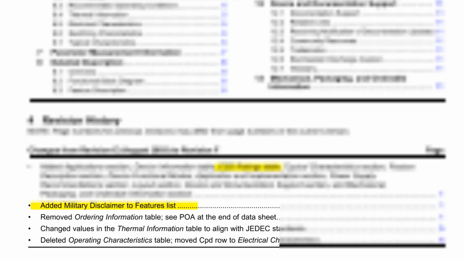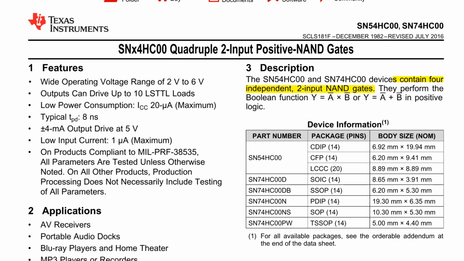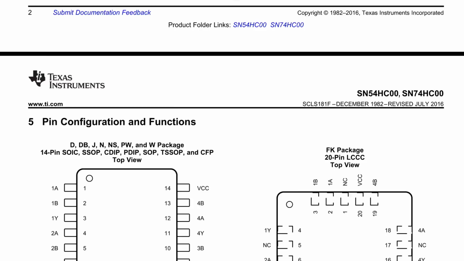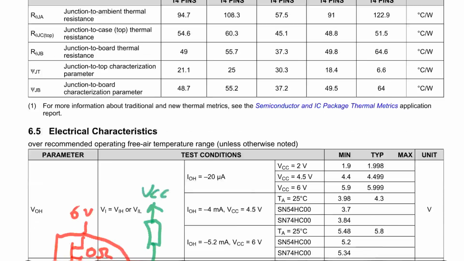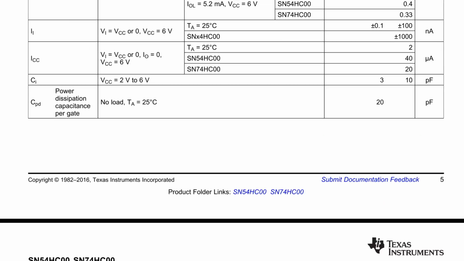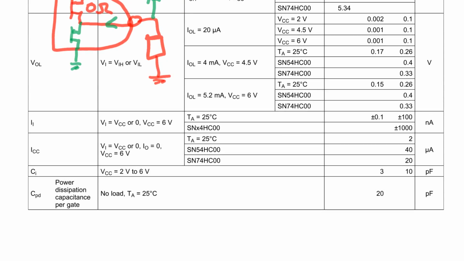And now we have our ICC, which is basically the power consumption of the device. I think it had that at the top level spec, didn't it? Low input current, low power consumption. There it is, 20 microamps maximum. So let's have a look if that matches down here. I haven't checked this yet. ICC, 20 microamps for a 74HC. Yes, it does. There you go.